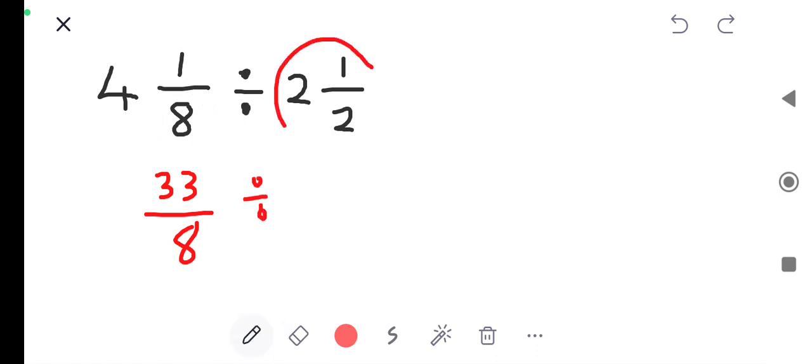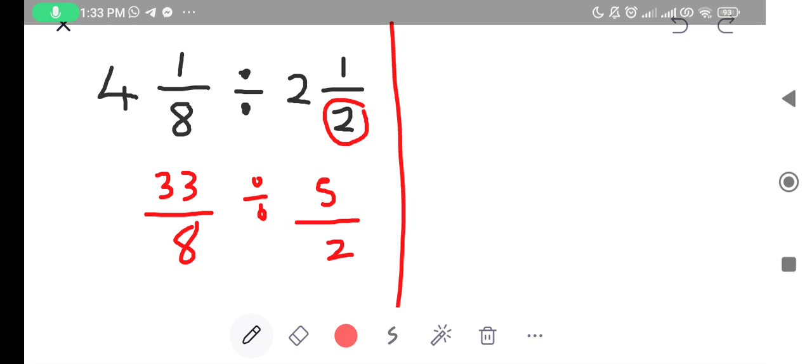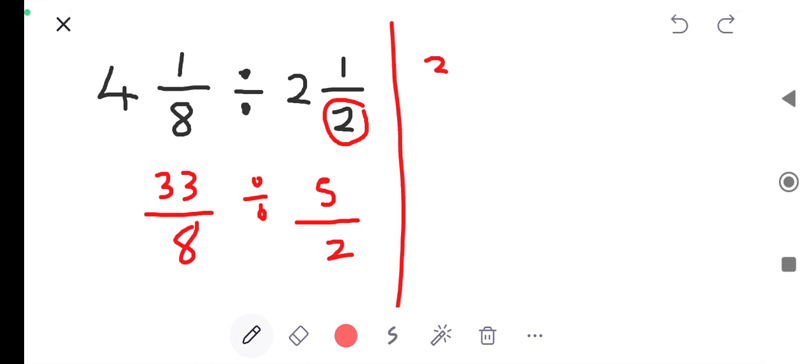You write this as an improper fraction. You will do 2 times 2, that gives 4. Then 4 plus this one on top, you have 5 over the denominator again, which is this 2 that I circled. Then you keep the fraction at the left the same, meaning you write 33 over 8 again.